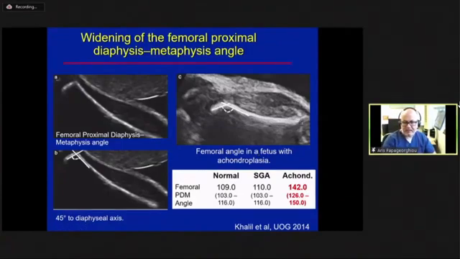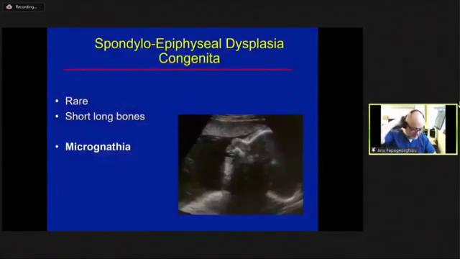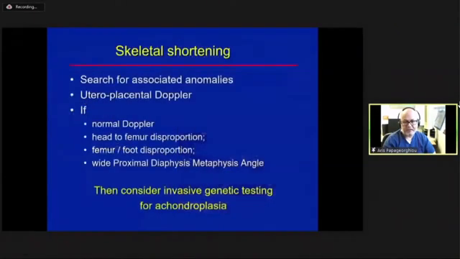But as FGFR3 testing is becoming more widely available, perhaps such testing takes over our ultrasonographic markers, and I'm sure Saha will be able to comment on that. SCDC is an important but fortunately rare condition characterized by short long bones, and the clue here in the third trimester is micrognathia. So I hope I've given you an overview of what to do when you see skeletal shortening.